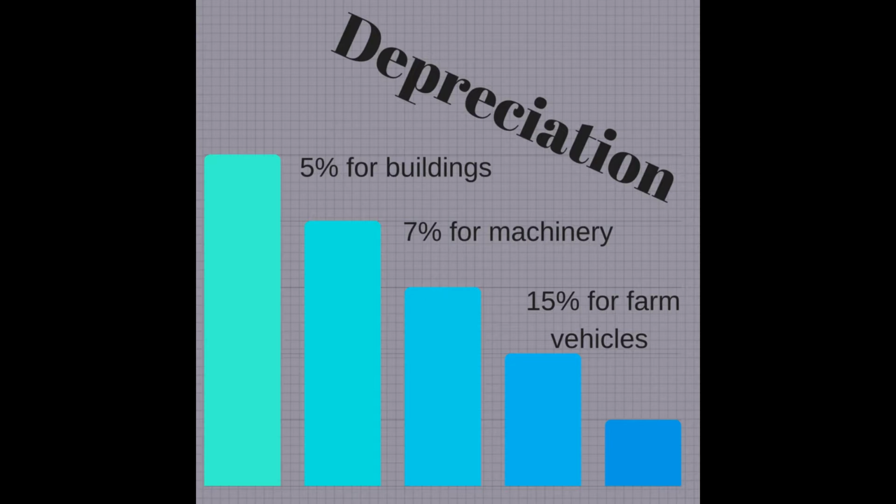For example, here in Ohio, as we work with farm owners and managers, we have typically used a depreciation rate of 5% for buildings, 7% for machinery and equipment, and then 15% for titled farm vehicles.